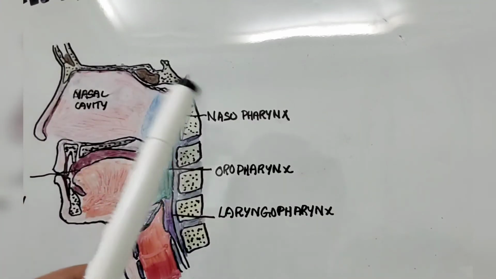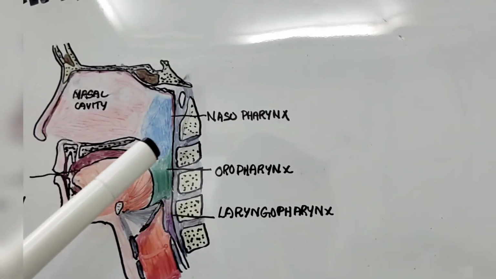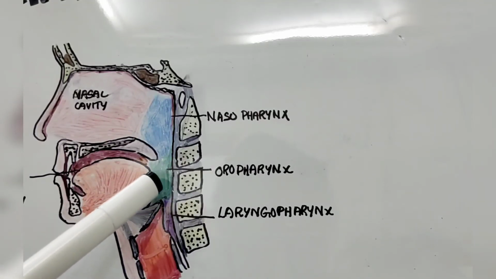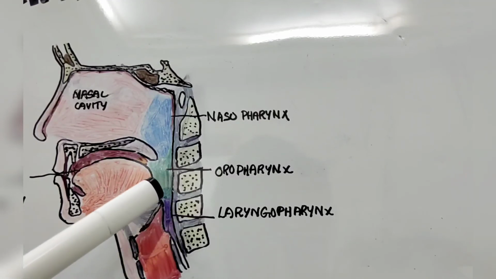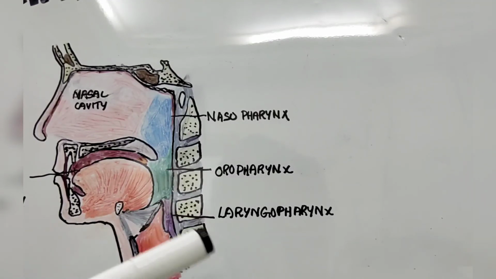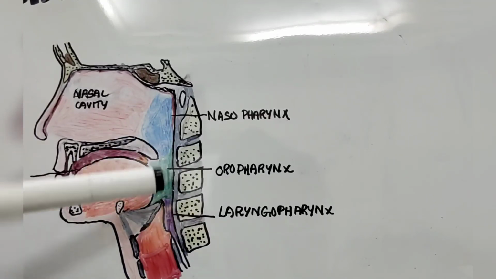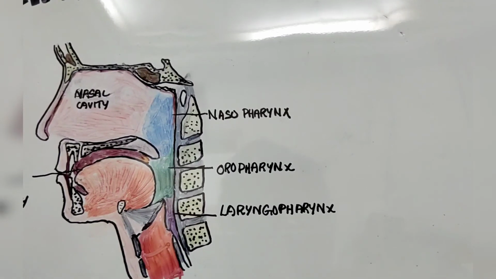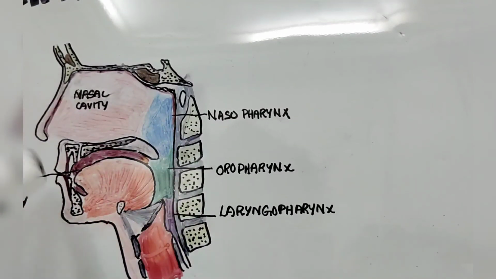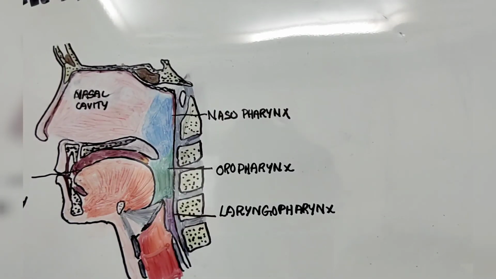Next are the functions of each of these. The nasopharynx only passes air. The oropharynx is a common passage for both food and air, and the laryngopharynx only passes food. Today we discussed the parts of the pharynx, and we did a comparative study of the parts. This is the end of today's video.